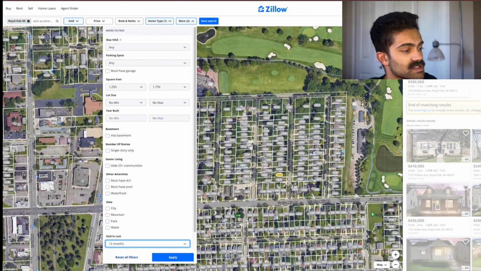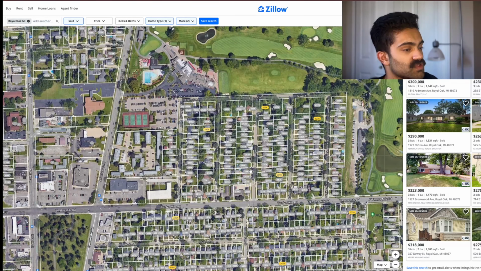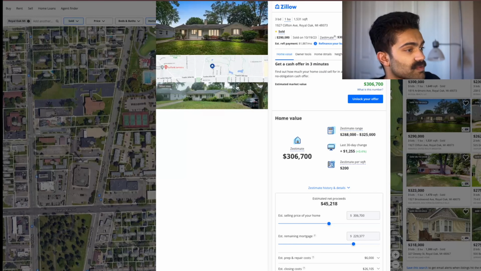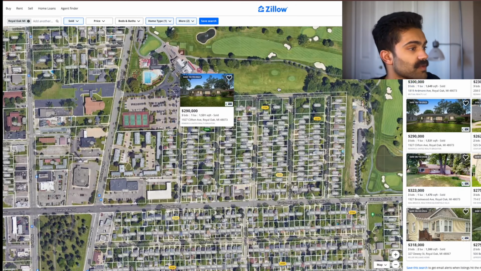Now, 12 months back. You shouldn't really have to go 12 months back, but in this situation, I'm just trying to show you how to do it. There's a property that sold right behind it for $290, 3 beds, 1 bath, 1,500 square feet. Very similar. This one has no photos either. But this was also a year ago. This was in October, so this was about a couple months ago. This was some time ago. Prices have gone up since October.